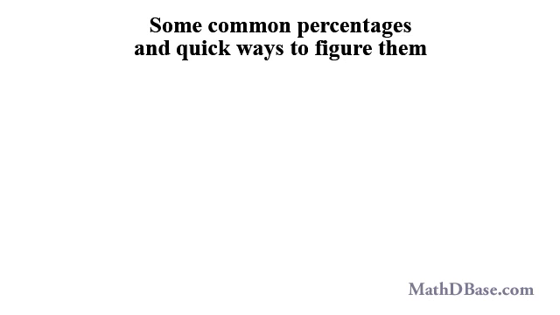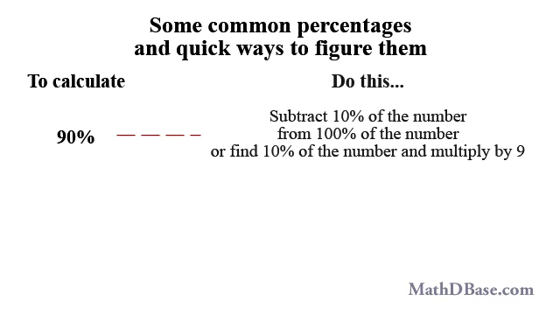Multiples of 10% that are close to 100% can be calculated by first finding 10% of the number, then either adding it to or subtracting it from 100% of the number. For example, to find 90% of a number, find 10% of the number and subtract it from 100% of the number, since 90 equals 100 minus 10. In this case, we can also find 10% of the number and multiply the result by 9.